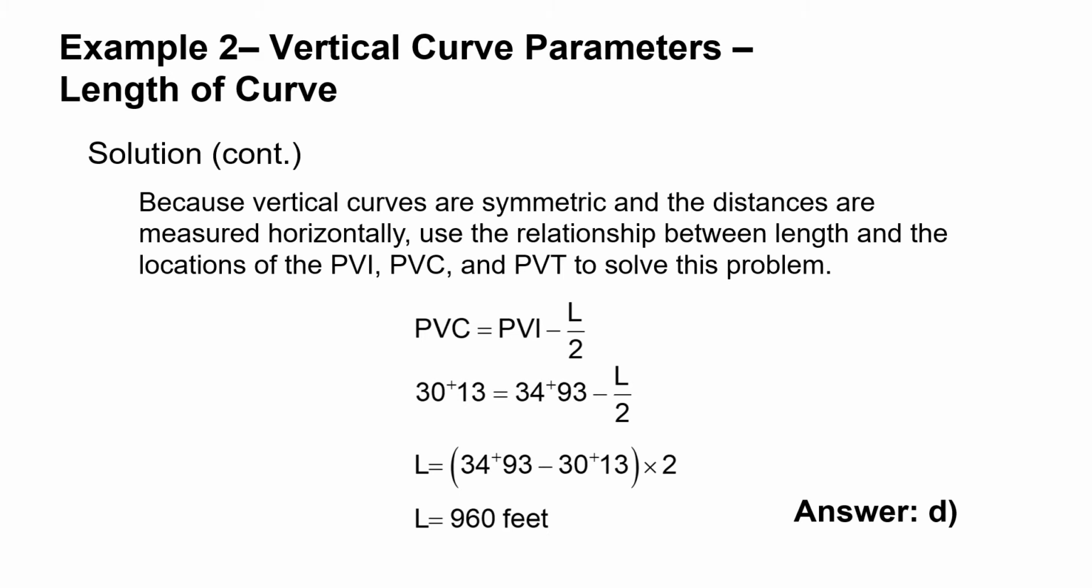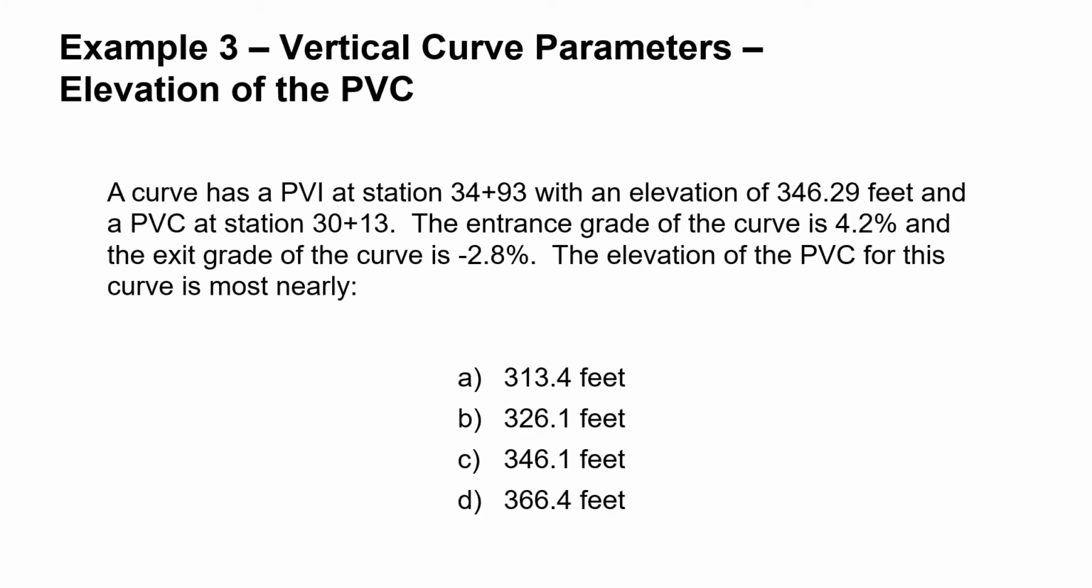And again, if we were using L in any of the problems or any of our equations, we need to input that as 9.6 stations, which is the same as 960 feet. We're given very similar information here. PVI station, PVC, elevation at the PVI of 346.29, entrance grade 4.2, exit grade negative 2.8. We're asked to find the elevation of the PVC.